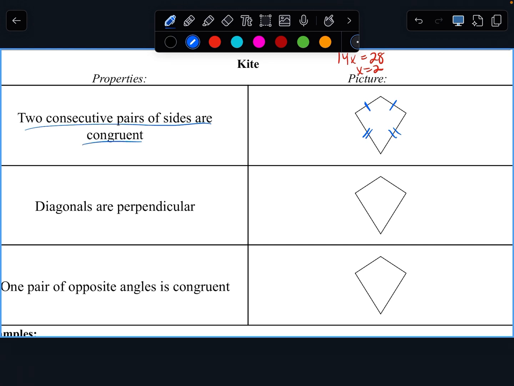Okay. Now, this one kind of drives you insane. I'll show you in a sec. The diagonal, oh my gosh. Diagonals are perpendicular.